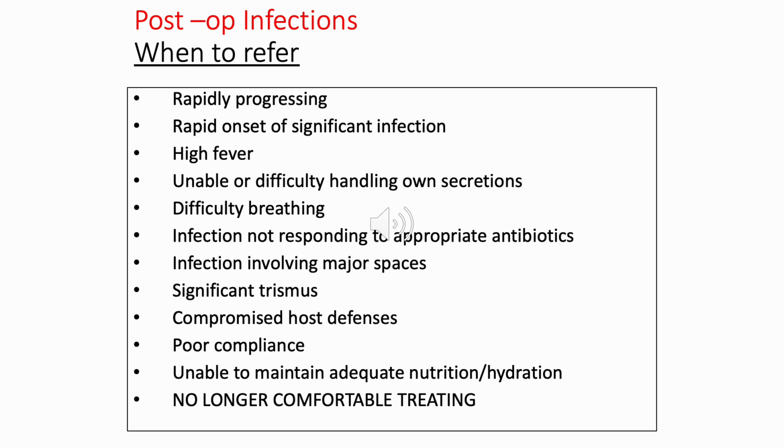Compromised host defenses, so simply a patient being diabetic, this would count. Doesn't have to be somebody that's undergoing chemotherapeutic treatments, for instance. Smoking also makes you immunosuppressed. The majority of our infections, I'd say 99%, are either diabetic or smokers, ones that get admitted. It speaks to the immunocompromised state that they're in.